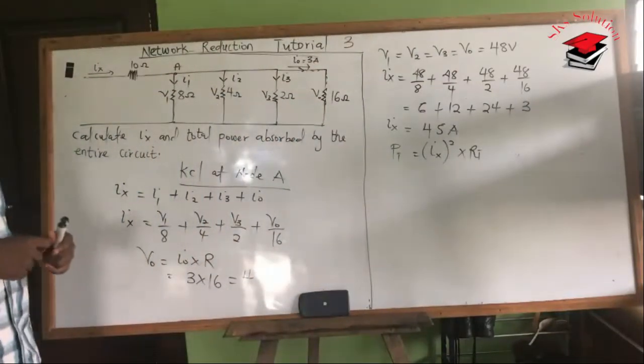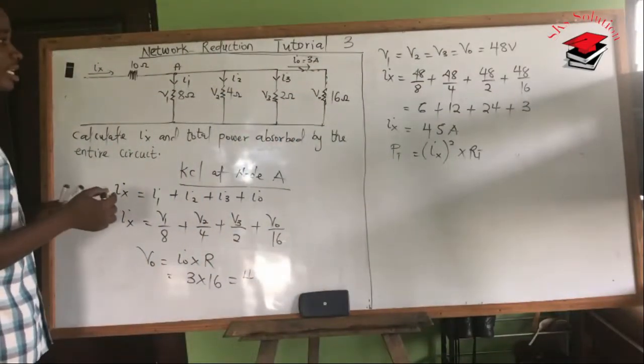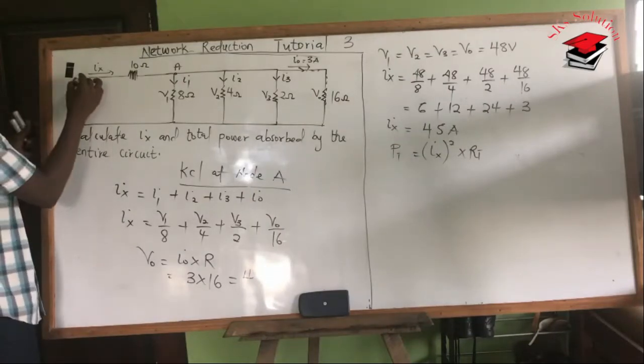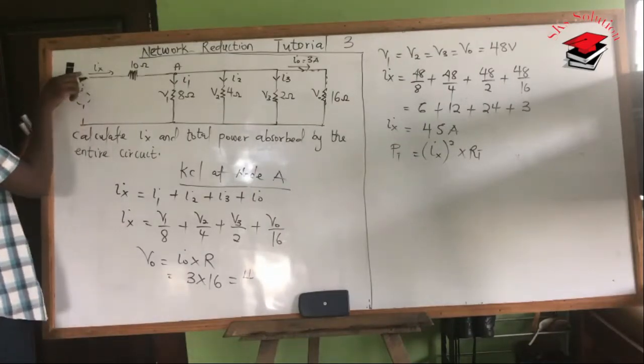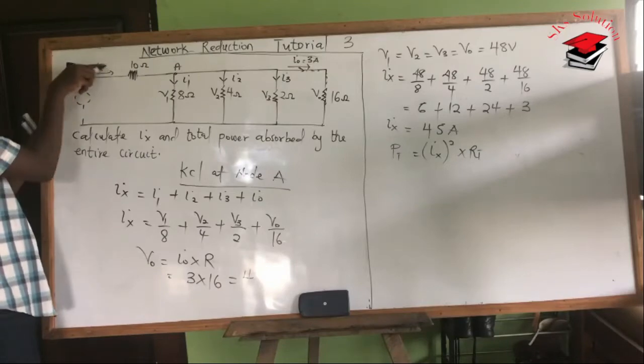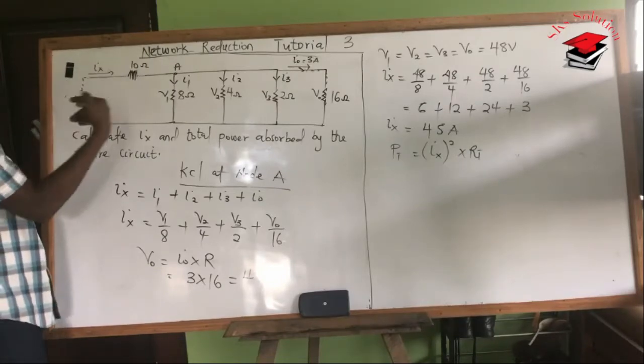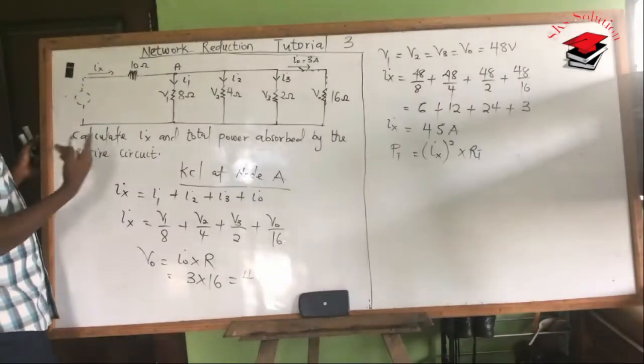The total power. So total power is I total squared times the total resistance. So calculating the total resistance, let's assume the source is here, because we have our total current moving here. So there is a source here which is producing what? The current. So we have to start from the end of the circuit.